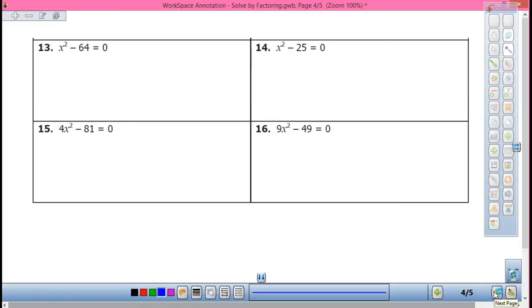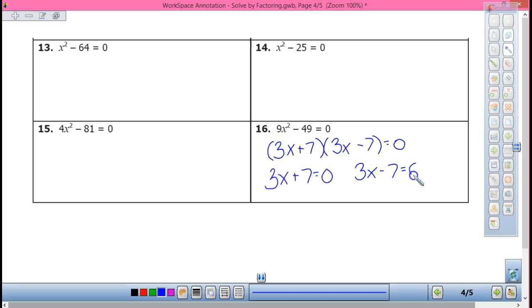All right, first let's look at 16. Perfect squares on both ends? Yep. So my factors are 3x plus 7 and 3x minus 7. Questions on where we got those? You sure? All right. So 3x plus 7 equals 0 and 3x minus 7 equals 0.